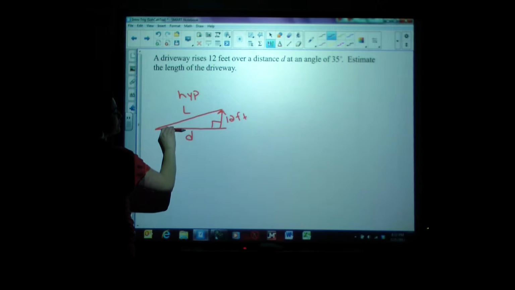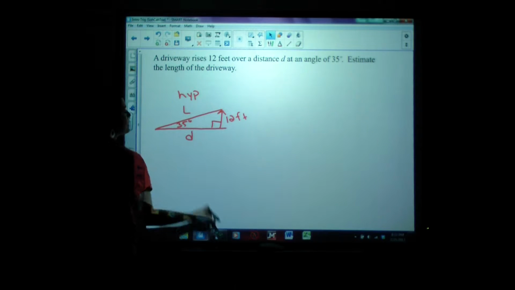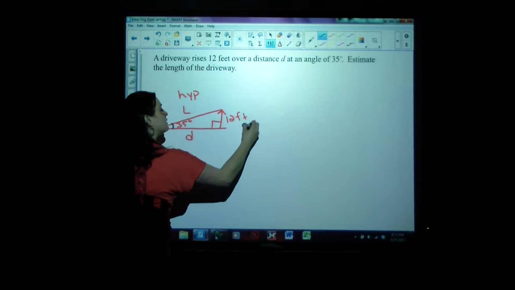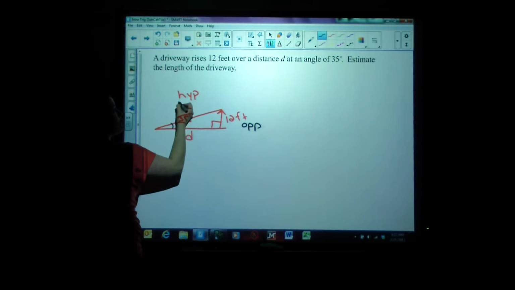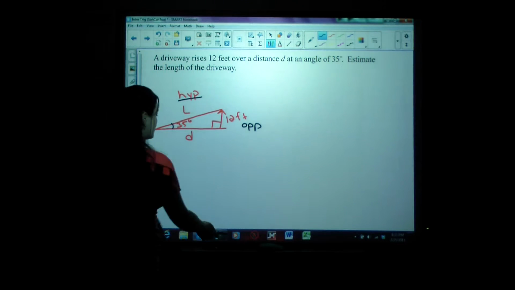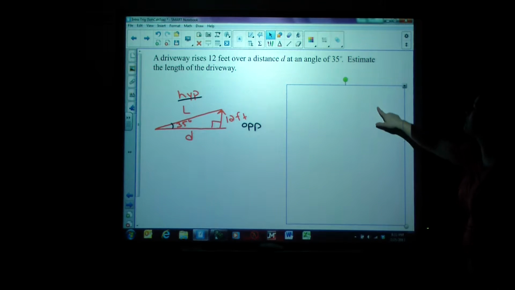Now, please notice, the distance that it's rising, 12 feet, is being done at an angle of 35 degrees. So we have this angle, and we're given the side opposite, and we're being asked to solve for the hypotenuse. So, what is going to relate the opposite and the hypotenuse? Sine. Sine is our trigonometric ratio that will relate the opposite to the hypotenuse.